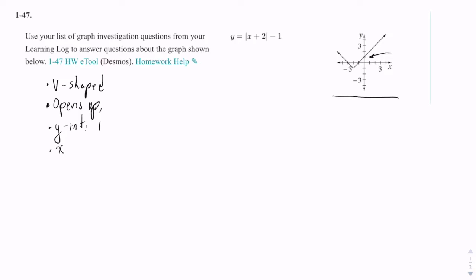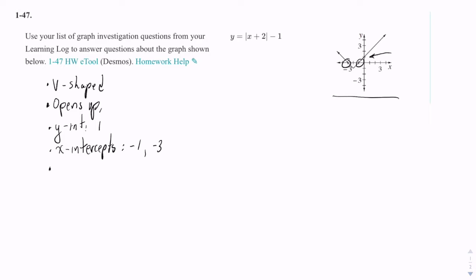The x-intercepts, and in this case, there's more than one, right? There's one here. There's one here. So that's at -1 and -3, it looks like, right? -1 and -3. Again, not ordered pairs, right?